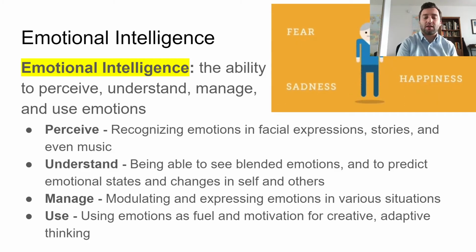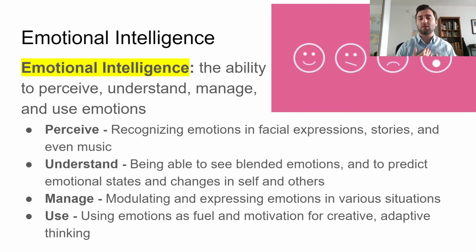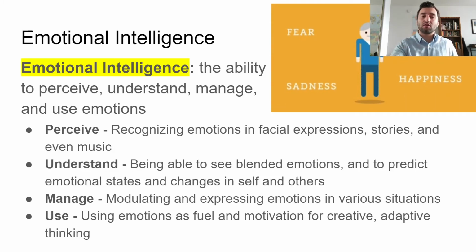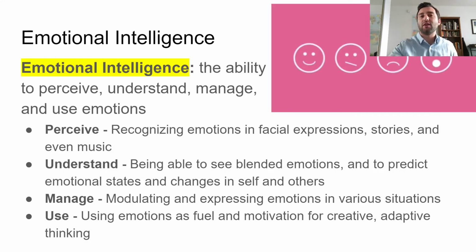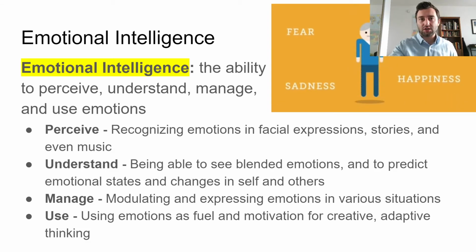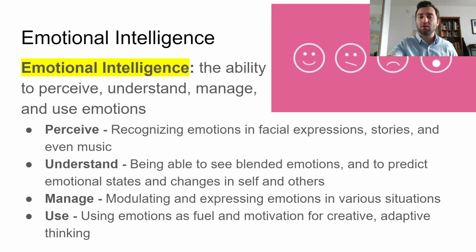And in addition, when we are able to do that, we can then predict the emotional states and changes in not only ourselves, but in other people. So someone who is really good at understanding emotions will know, if I'm going to have this conversation with this person, I know what they're going to feel, maybe even before they have that conversation. I know what's going to happen here. I know how they're going to react. That would be someone with a high level of understanding.